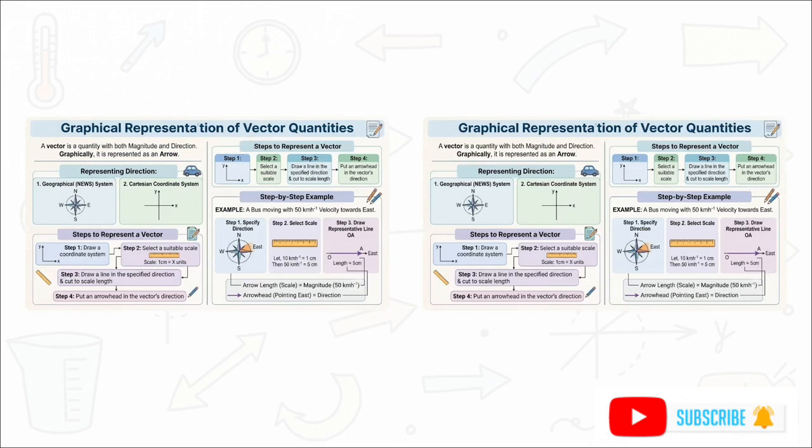But, an arrow just floating in blank space doesn't help us much. We need a frame of reference. So we typically use either the geographical system, north, south, east, west, or the Cartesian coordinate system with an x and y axis to anchor our vector arrows. Both are excellent tools to ensure we know exactly where that arrow is pointing in space.